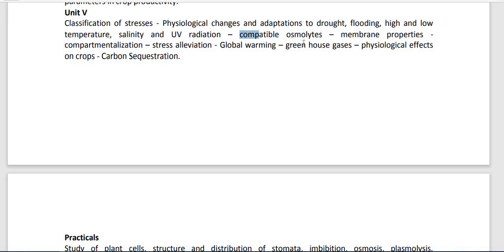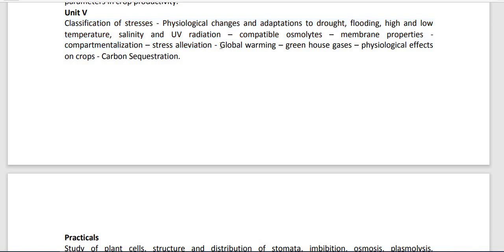So there will be compatible osmolytes. What is meant by compatible osmolytes, and what osmolytes are involved to maintain the water status of the plant, and also the membrane properties, that is compartmentalization. It happens mainly in the salinity stress. Then how to alleviate these stresses? These are the areas you have to focus on in unit 5.